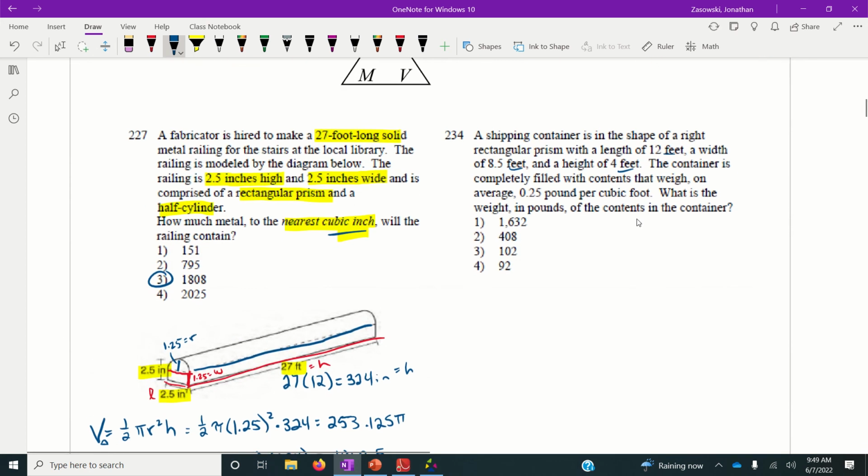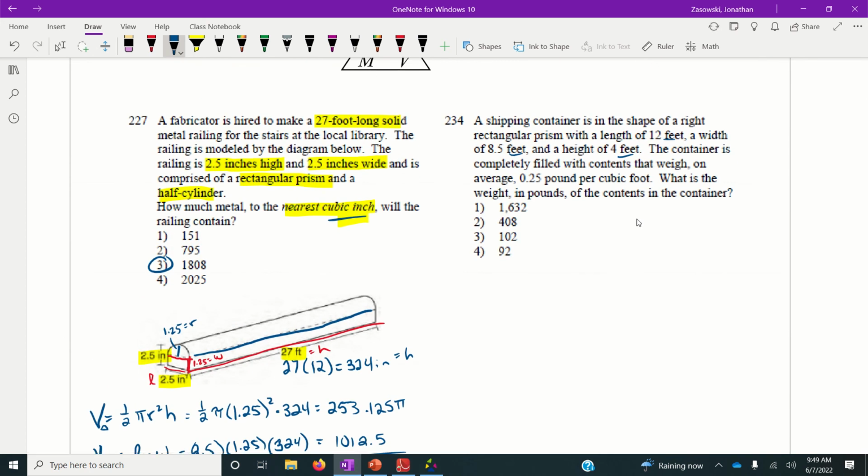Okay, a shipping container. And the next question is a right rectangular prism. We want the highlighter, people. The length is 12 feet. The width is 8.5 feet. The height is 4 feet. The container is completely filled with contents that weigh 0.25 pounds per cubic foot. So we don't need to do any conversions because we're in feet. And what is the weight in pounds?